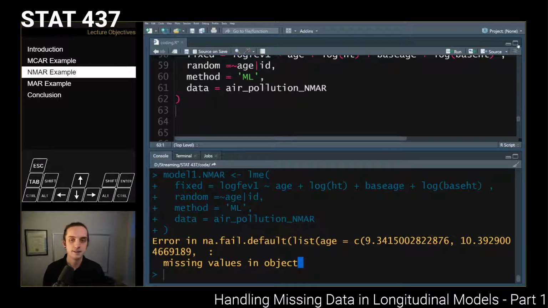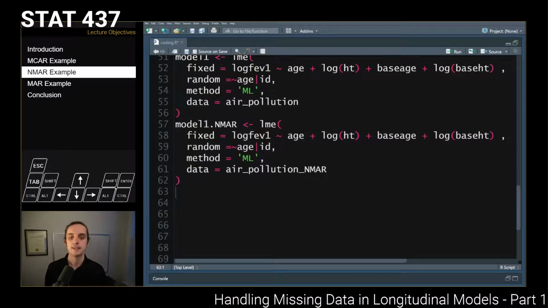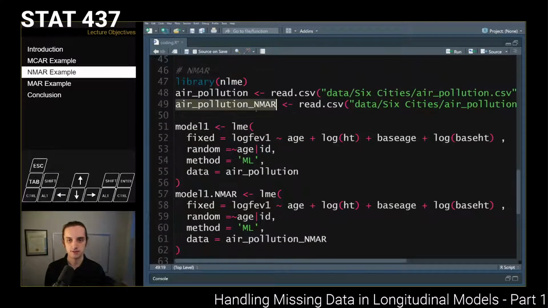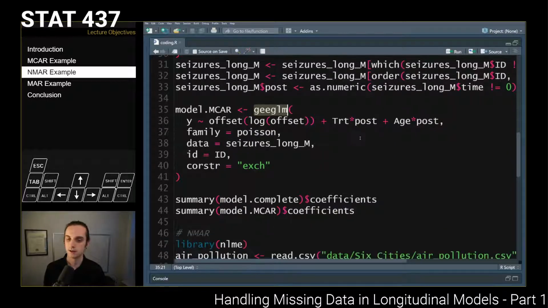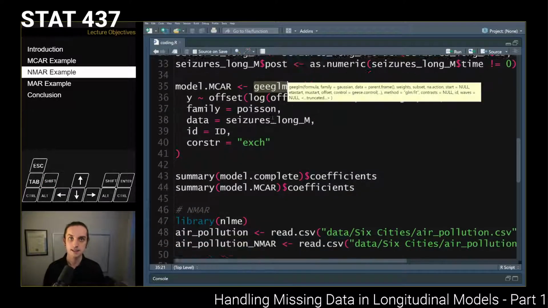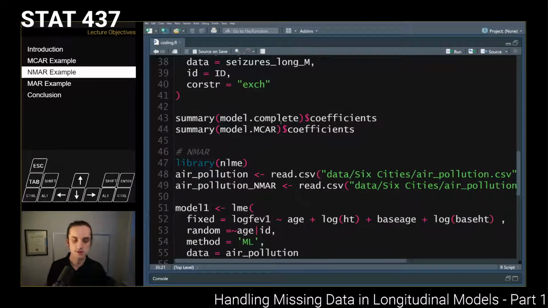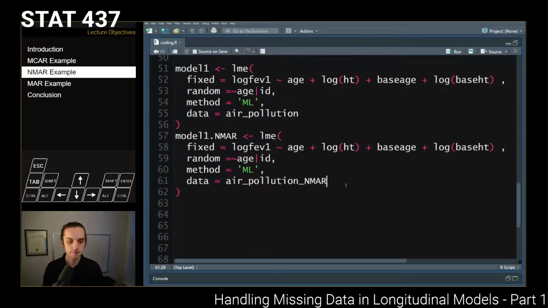Okay. And the reason that we're getting this error here is because we actually have to treat this a little bit differently than we did with the geeglm function. So when we're using this geeglm function, if it has NAs in the data, it just automatically omits those rows. For the LME function, we have to explicitly tell it to do this. So for instance, we could say that we want to do the subset where we do a complete cases of log FEV1, right?